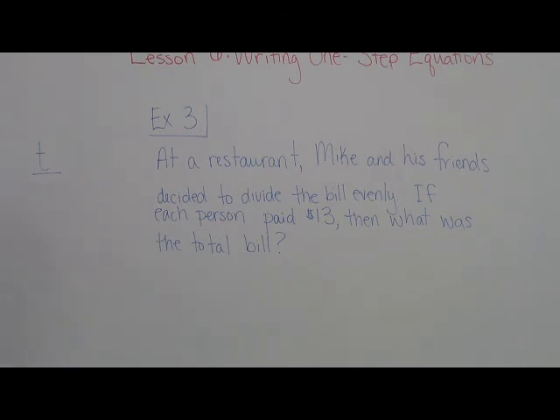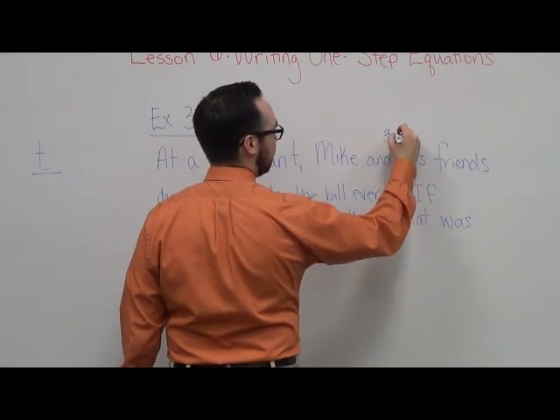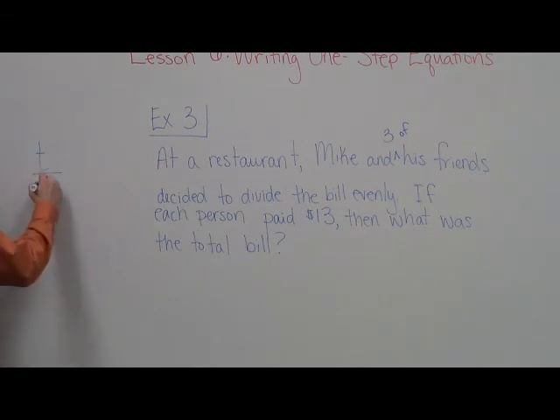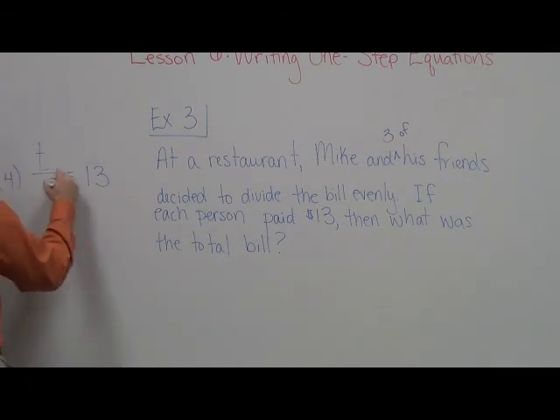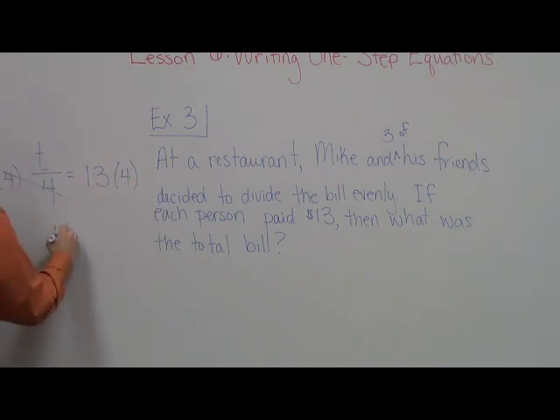And 3 of his friends. So Mike and, I should have put that in there. So Mike and 3 of his friends, which means there's 4 total. So they divided the total bill by 4 and ended up with 13. So how do we solve this? We end up multiplying both sides by 4. And we get T is going to be equal to $52 total for the bill.